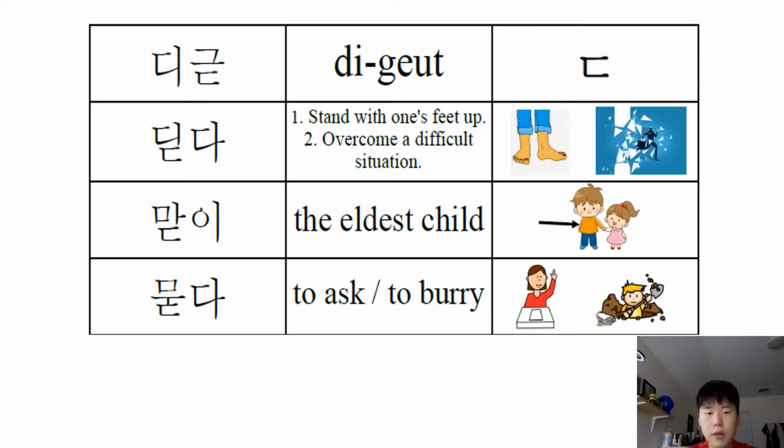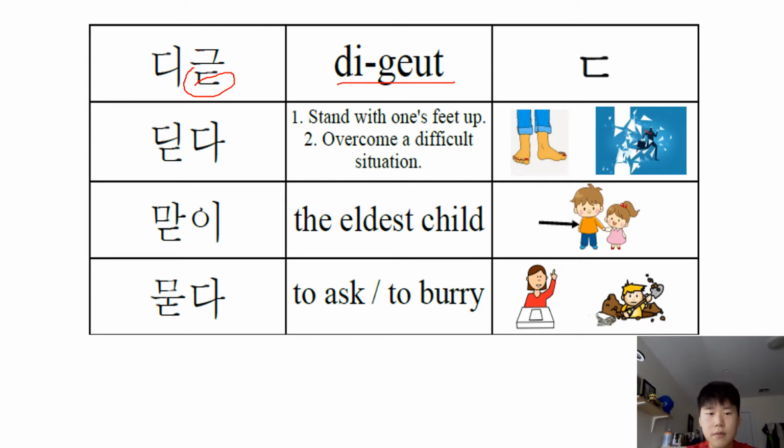Next, we will be learning about the vocabulary that has a 디귿 받침. First up is the word 디귿 itself. The word 디귿 has a 디귿 받침 in the second part of the word. So in 긋, it has 기역, and then a 디귿 at the bottom. And this is how you pronounce it, 디귿.